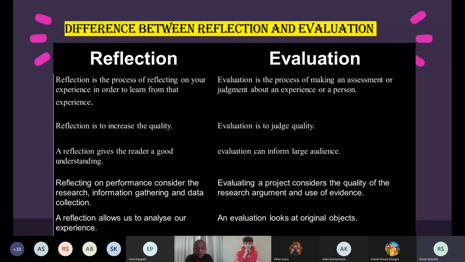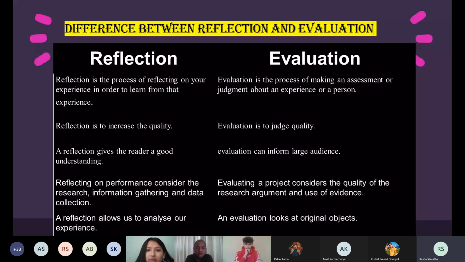Reflecting on performance, consider the research, information gathering, and data collection that provide feedback. We use reflection to identify what people know and are able to do. This usually comes as part of a project. Reflection really looks at research, learning, and gathering information by which they can make improvements to get better results.